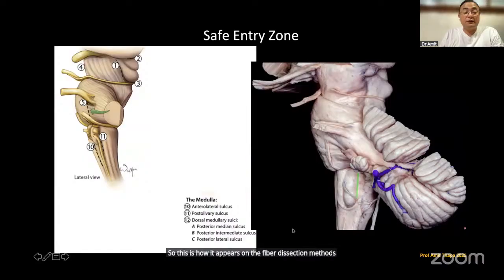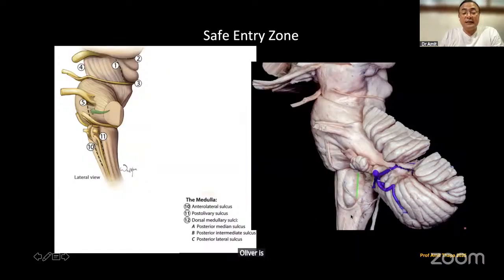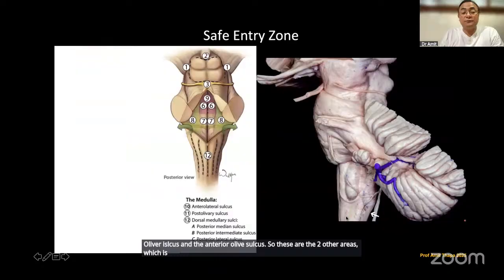And then in the medulla, you can have the post-olivary sulcus and the anterior olivary sulcus. So these are the two other areas which are considered to be a safe entry zone.